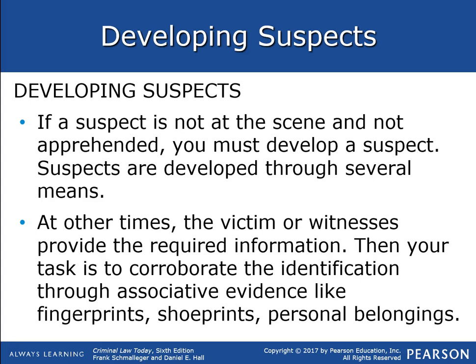At other times, the victim or witnesses can provide the required information that you need. Then your task is to corroborate the identification through evidence like fingerprints and shoe prints or personal belongings, etc. So in the case of the beer run, one way to corroborate that clerk's identification of the person that took the beer and ran would be that the person had the beer in their possession, and that would be the evidence. Does that make sense?